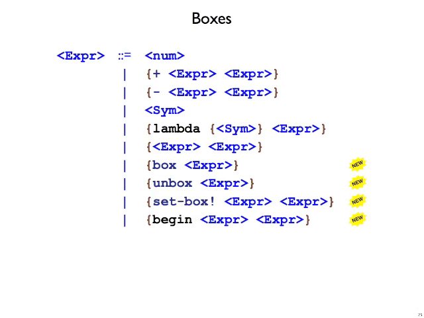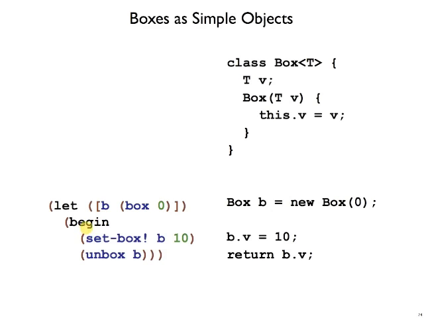So that's what we're going to add to the book language. That means adding box, unbox, and setBox. Notice also that we have a begin form here. Begin is needed to sequence two things: do this, ignore its result, and then do this, where the result of this expression is the result for the whole begin, just like writing things in sequence.